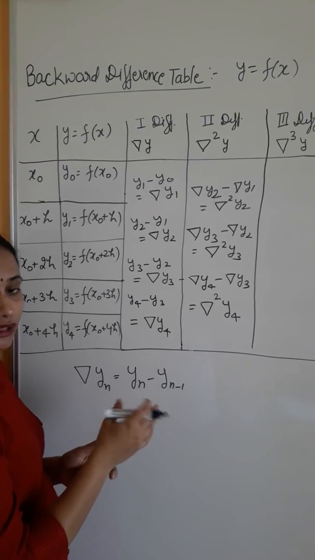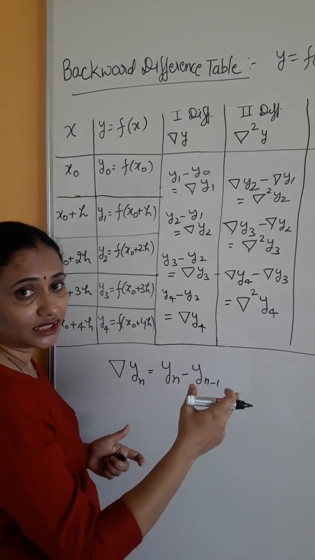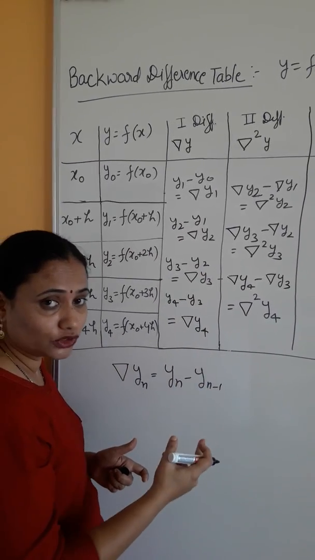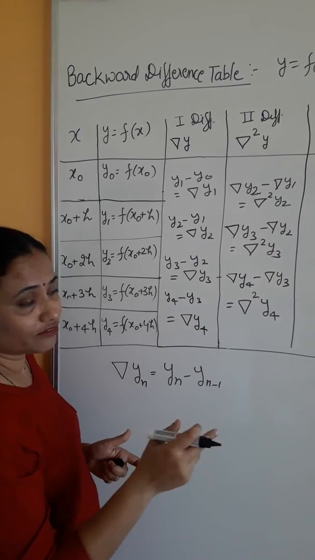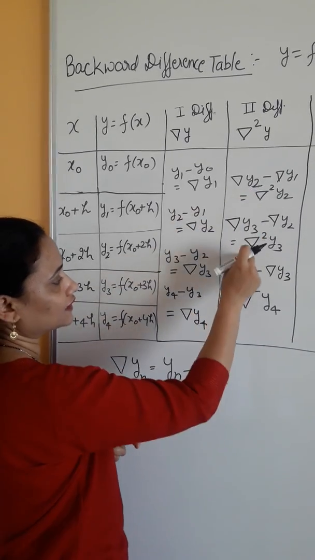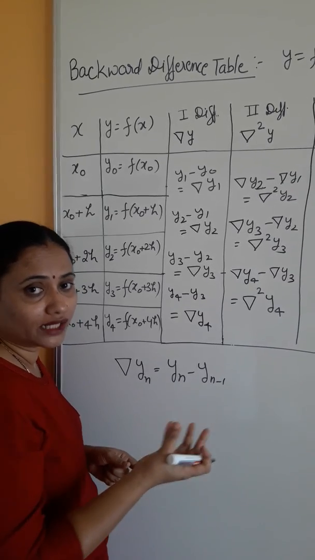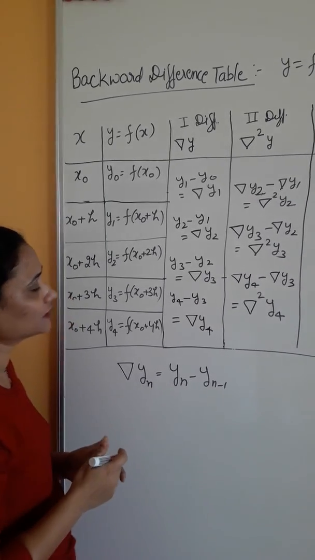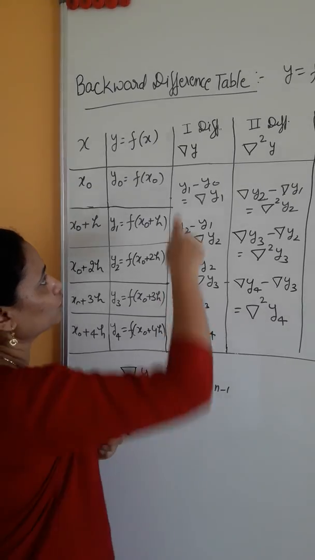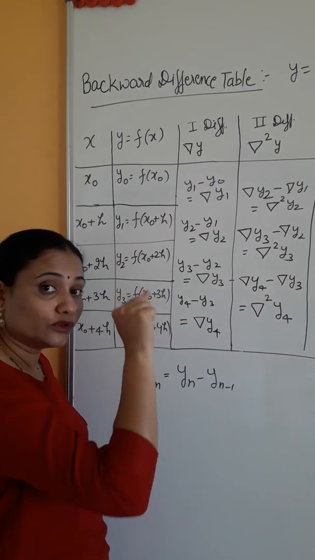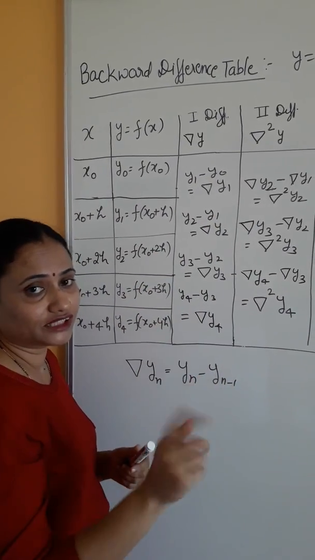What is the difference between difference and differentiation? Differentiation is used for continuous functions. We differentiate, and differences, this delta, that is used for finding the difference between two numerical values. Okay, numbers, if we have to find a difference, then we use delta. Otherwise, do d by dx, that is differentiation.